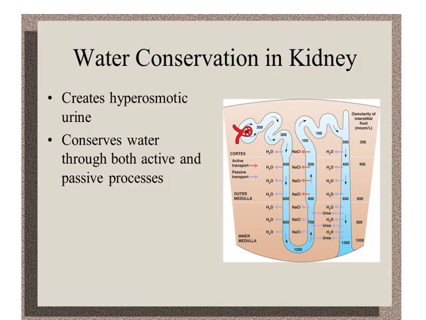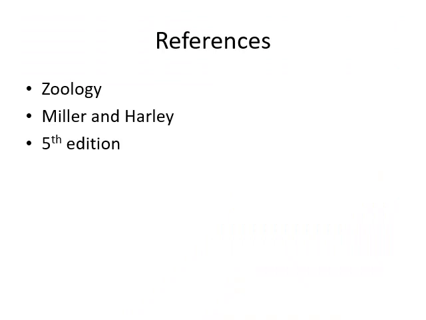Here you can see water conservation in the kidney that creates hyperosmotic urine and conserves water through both active and passive processes. So in the descending loop of Henle, more water will be reabsorbed. In the ascending loop of Henle, more salts will be reabsorbed, and then in the collecting ducts, more water and urea will be reabsorbed, and concentrated urine will be produced. Thanks.